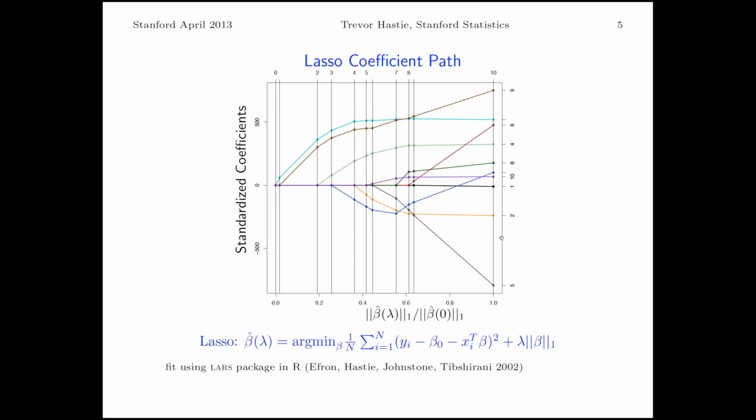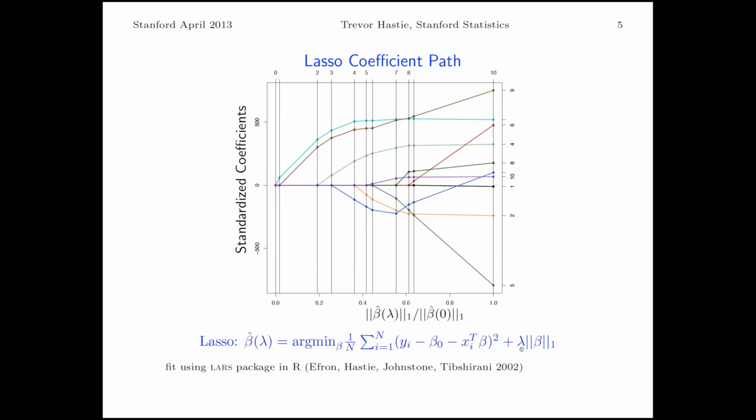And here we've actually indexed the path by the fraction of the L1 norm. This is the L1 norm of the unrestricted least squares fit, and this is the L1 norm of the current solution. And so this is one way of indexing the path. It gives you a fraction between 0 and 1. Okay? Here we've actually expressed the problem in what we call the Lagrange form. So you can either have it in bound form or Lagrange form, and there's an equivalence between them.